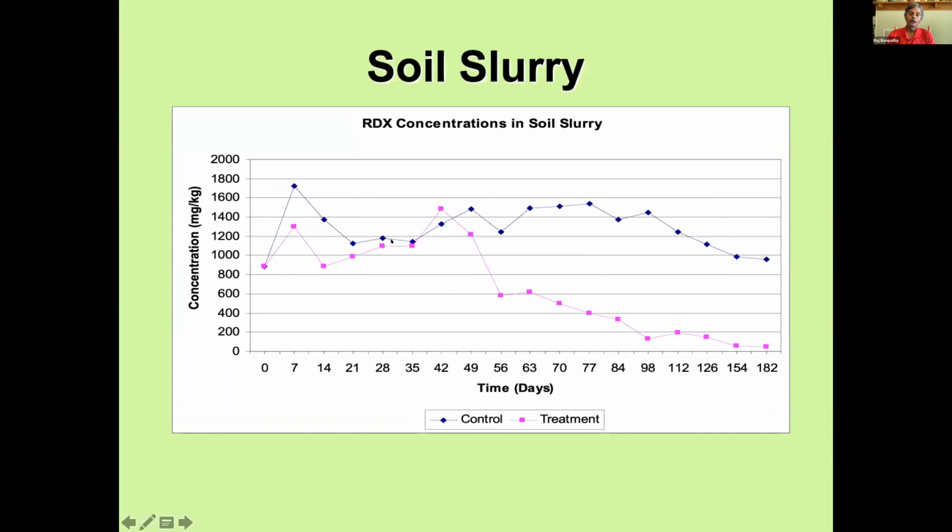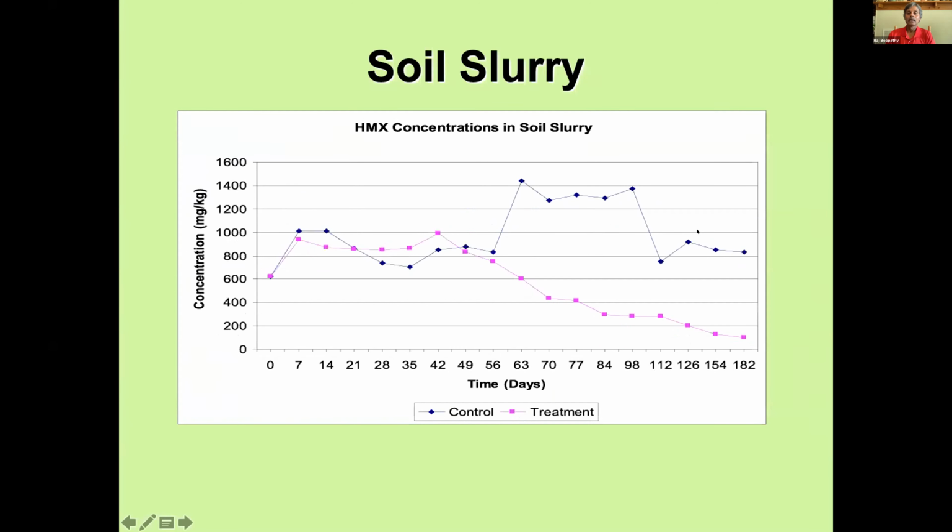When you look at RDX, it is the same situation. It takes a longer time than TNT, but eventually in the molasses-receiving reactor, you can see RDX concentration going down. When there is no molasses, when there is no co-substrate, RDX is still there in the soil slurry reactor. HMX persisted even longer, and in the molasses-receiving reactor, the HMX concentration went down compared to the non-molasses reactor. Okay, so that's one set of treatment options we gave them.